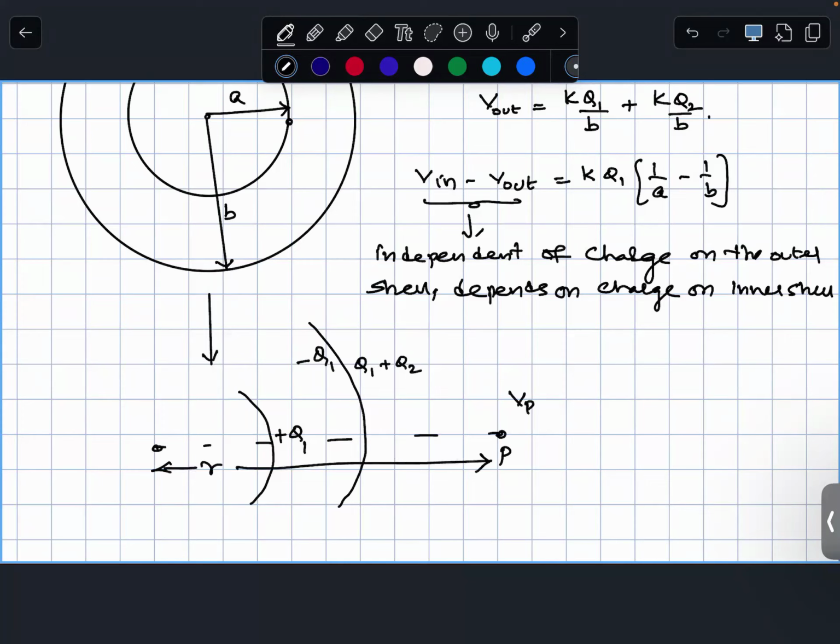What is the potential at this point? Shell theorem. At the center of the shell, what is the total charge now? Q1 plus Q2. So 1 by 4 pi epsilon naught, Q1 plus Q2 by R.